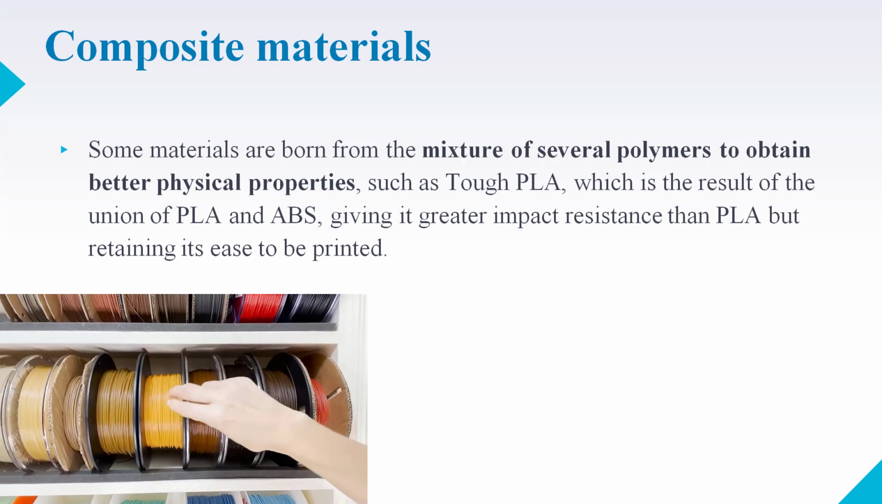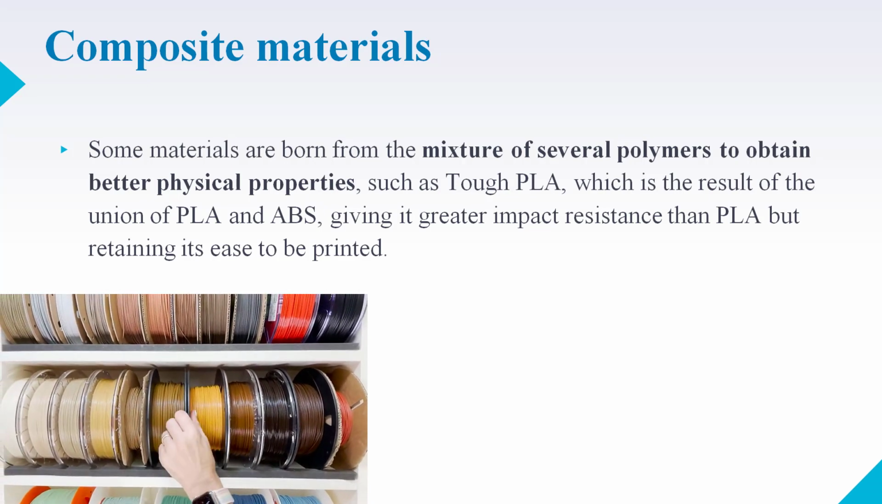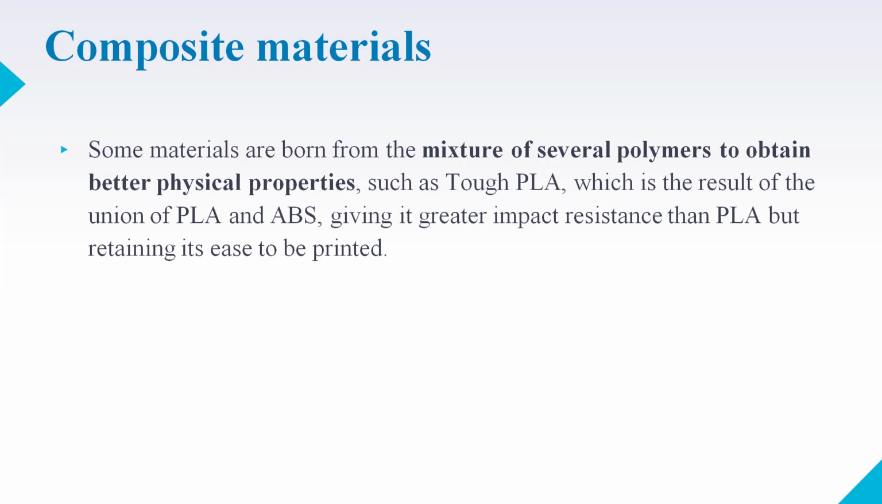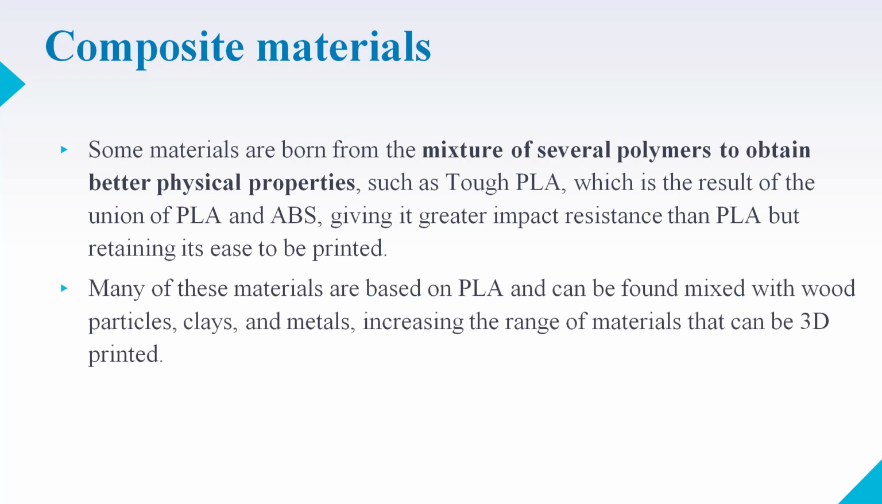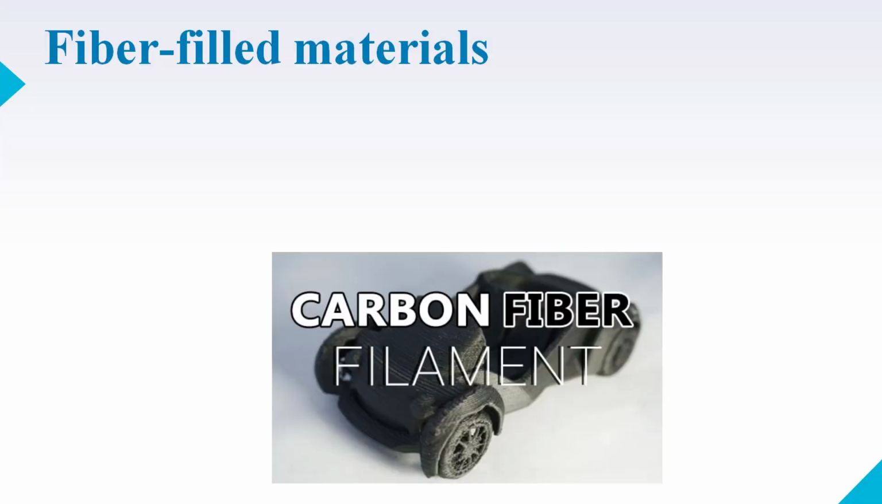So whenever we mix two or more different types of materials or metals, we make a material that has good properties. We call it composite material. Many of these materials are based on PLA and can be found mixed with wood particles. We are using PLA as our base material, and we are using different powders or particles to make this composite material. So we can mix wood particles into PLA, we can mix clays, metals, and when we mix these into PLA, the properties will be enhanced, increasing the range of materials that can be 3D printed. Now the fiber filled materials.